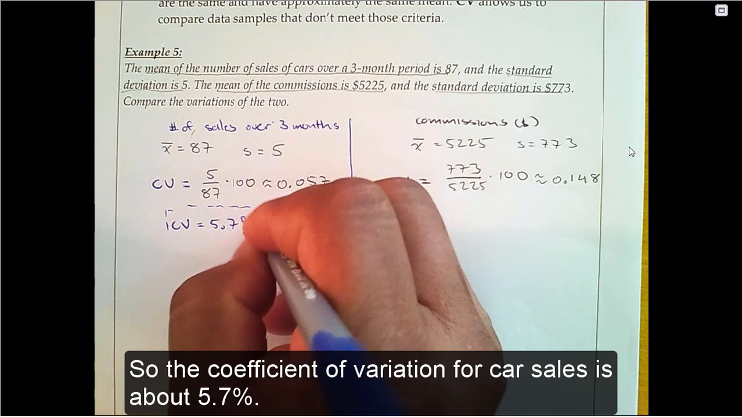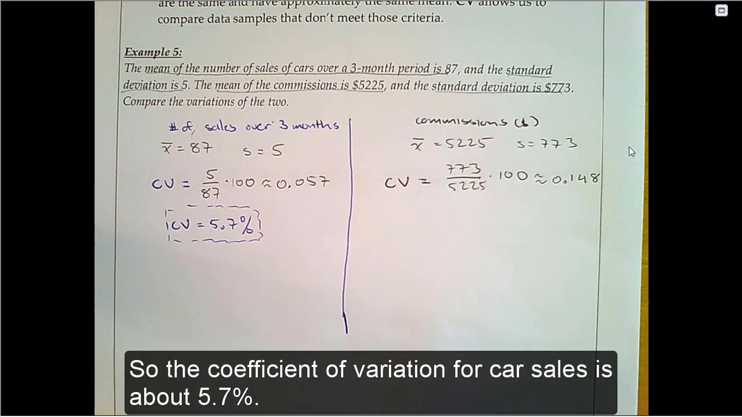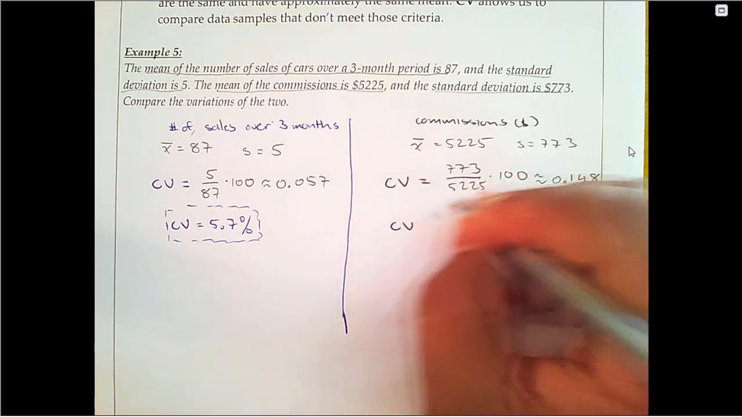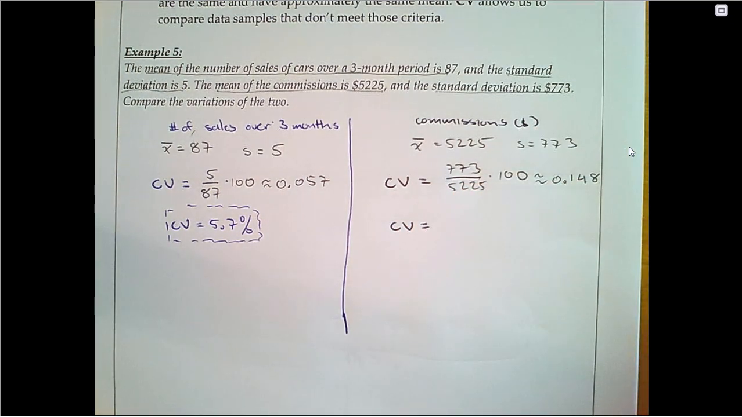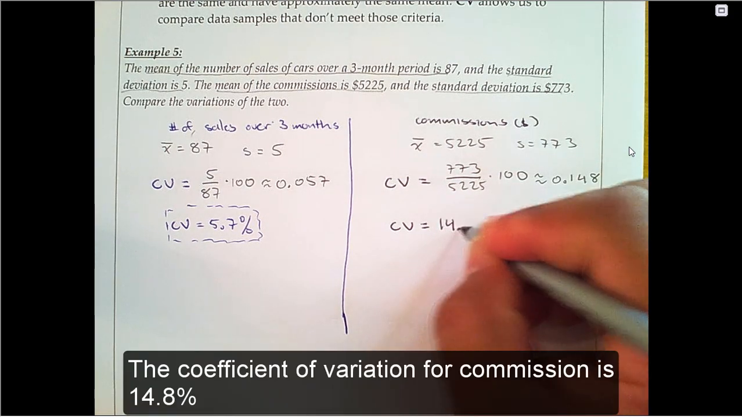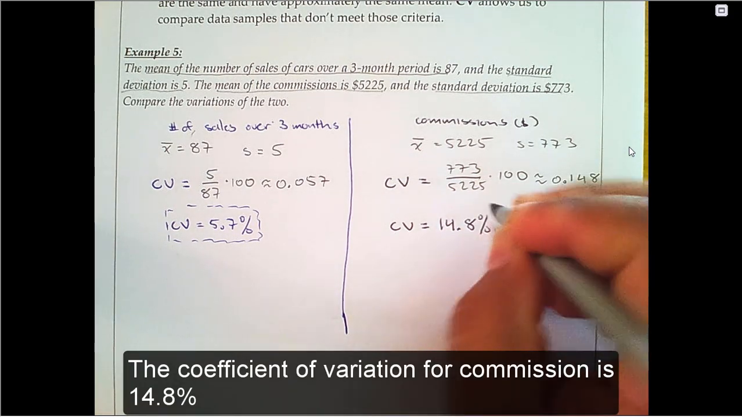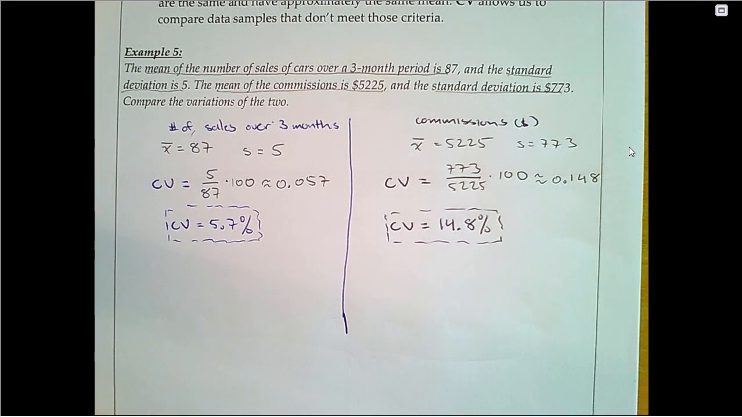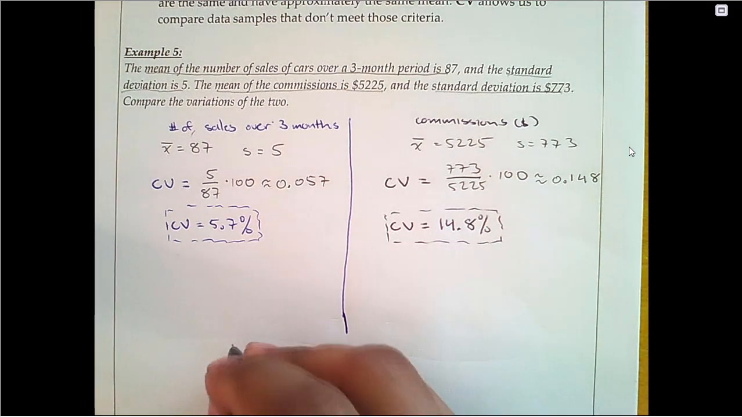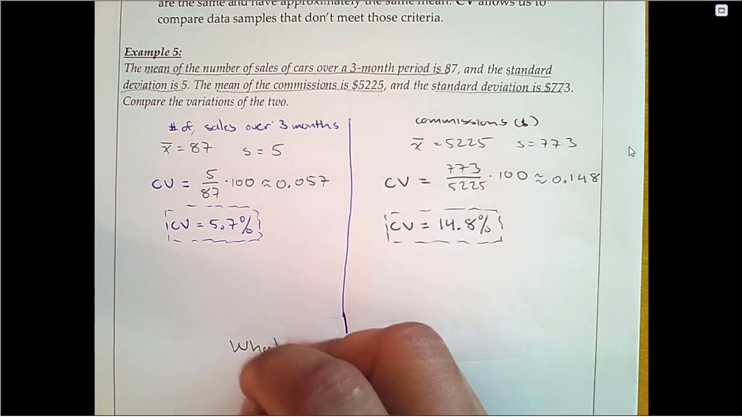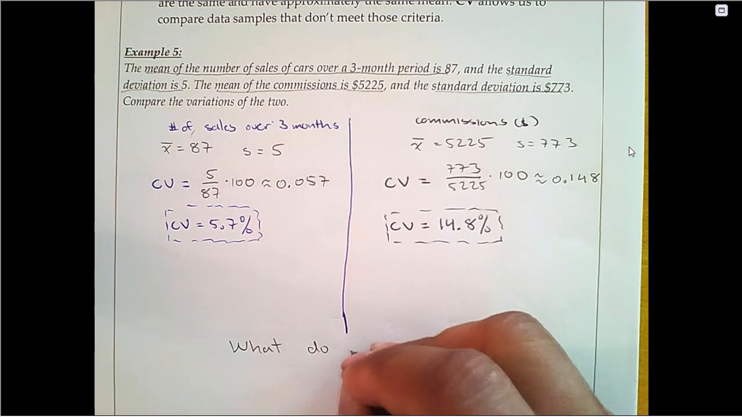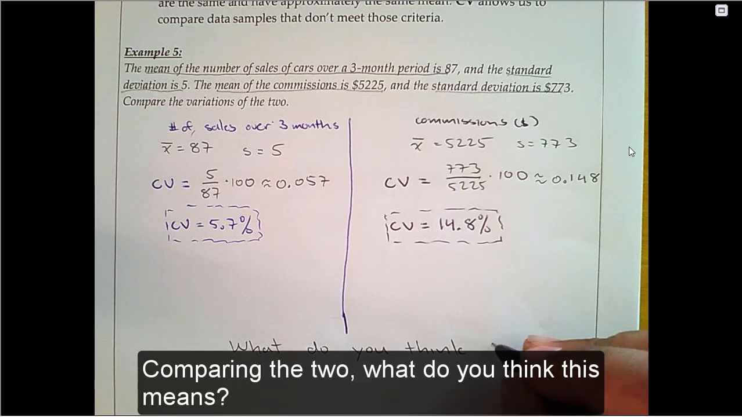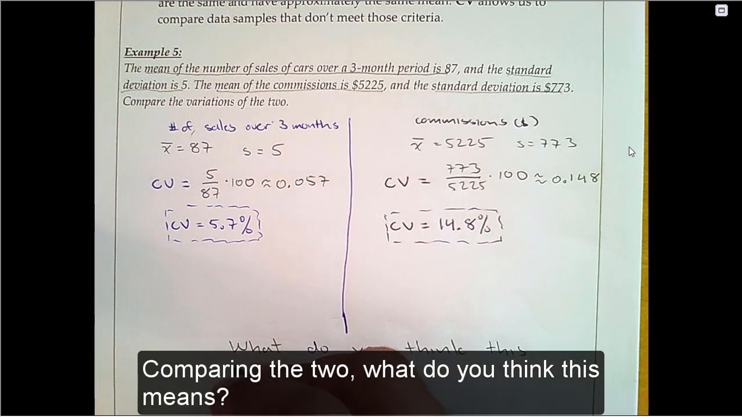So the coefficient of variation for car sales is about 5.7%. The coefficient of variation for commission is 14.8%. Comparing the two, what do you think this means?